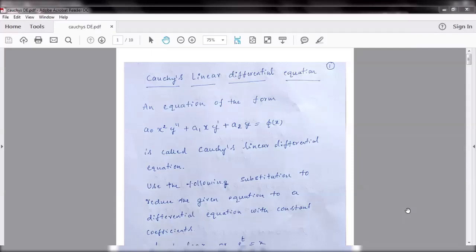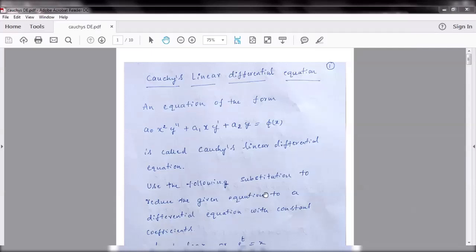In this video, I will explain Cauchy's linear differential equation. So, what is the equation and how to solve it? An equation of the form a0 x² y'' + a1 x y' + a2 y = φ(x) is called Cauchy's linear differential equation.